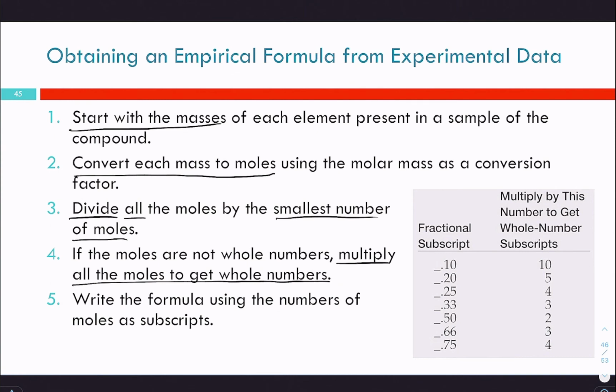And then you take those numbers, the number of moles of each in that ratio, and you write the formula using the numbers of moles as subscripts. So first you start with grams, convert everything to moles. Divide by the smallest number of moles. Check if you have whole numbers, or really close to whole numbers. Multiply if you have to by a factor here to get whole numbers. Then use those numbers as the subscripts in the formula.